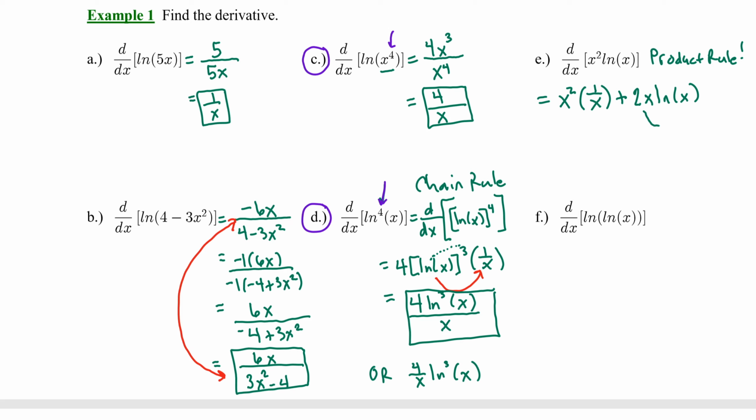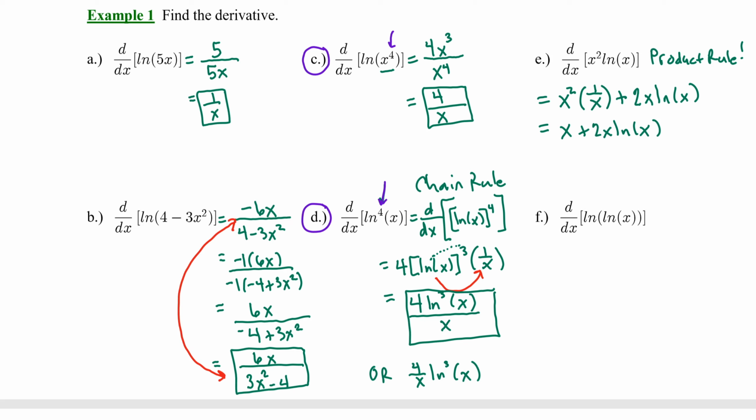Now, if you reverse the order of these two factors, it is still absolutely correct. Again, I present it in that order because it seems to help students with the quotient rule. Let's go ahead and simplify. x squared times 1 over x is x, plus 2x natural log of x, which is a simplified form of the derivative.